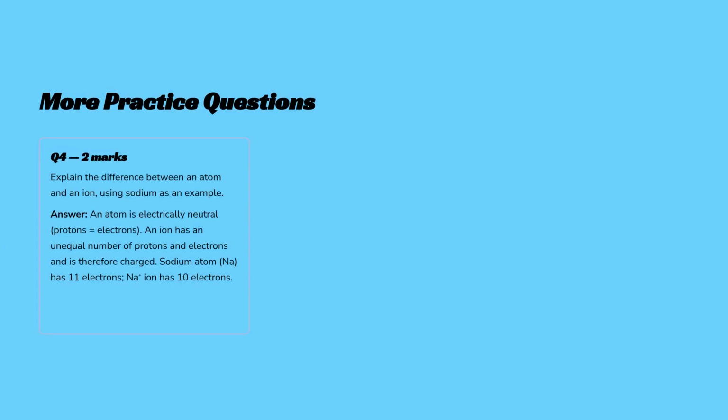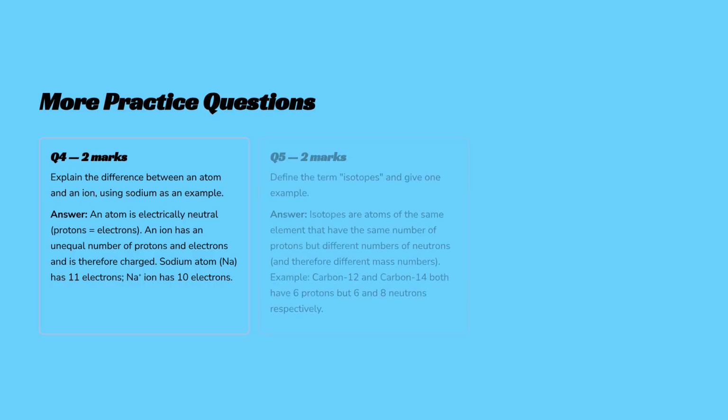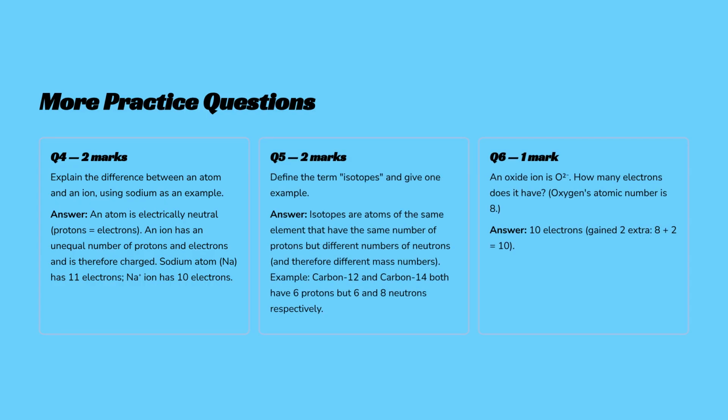Here are more practice questions. Q4 asks for the difference between an atom and an ion using sodium. Q5 asks for the definition of isotopes with an example. Q6 asks for the number of electrons in an oxide ion.